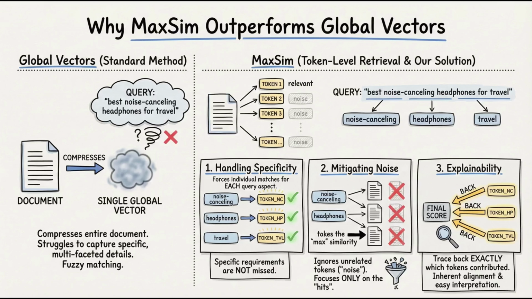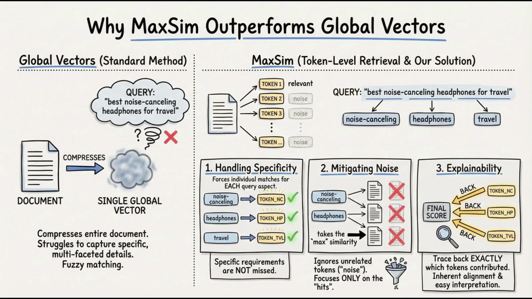Second, MaxSim is much better at mitigating noise. Documents are often long and full of irrelevant filler. By calculating the maximum similarity between tokens, the model essentially ignores the background noise and focuses only on the hits, the specific words that actually matter to your query.